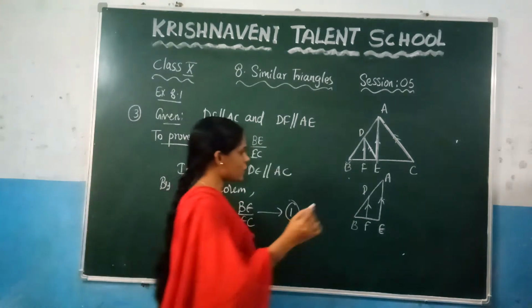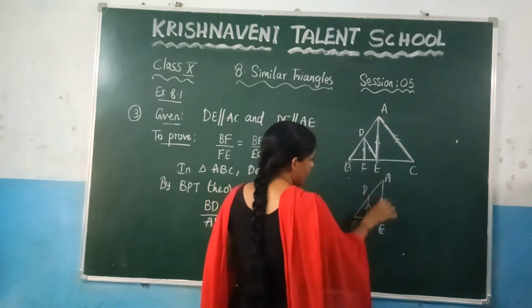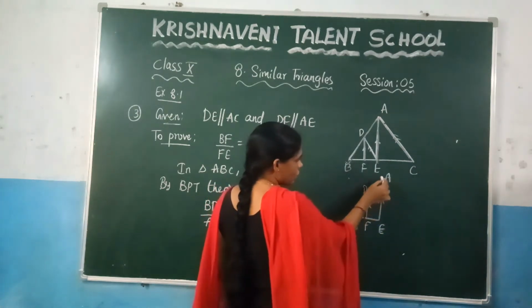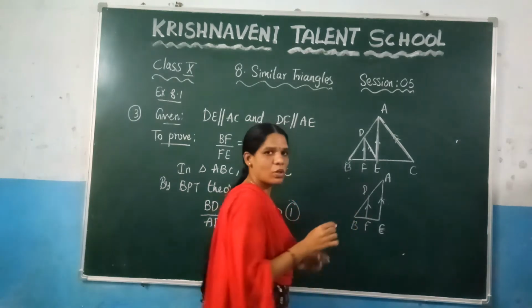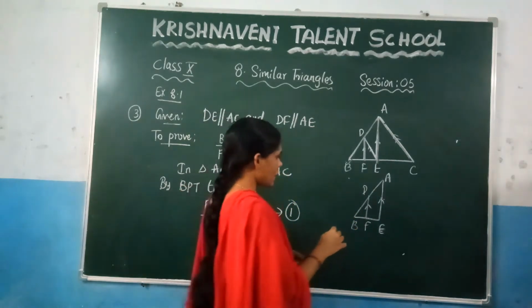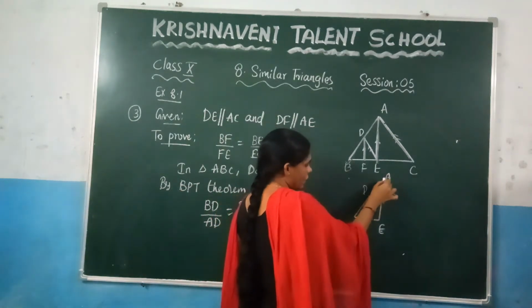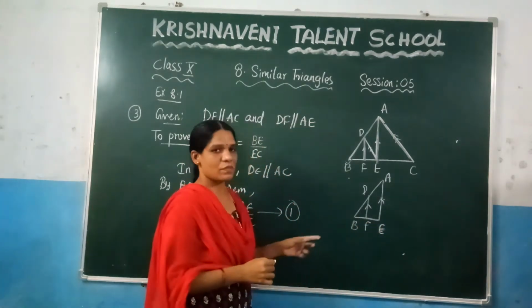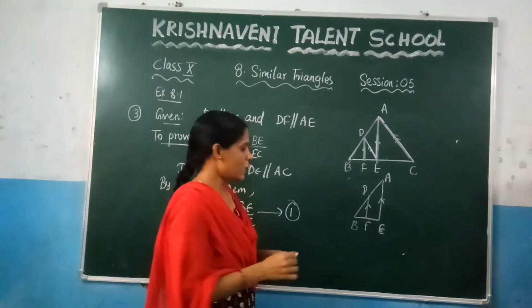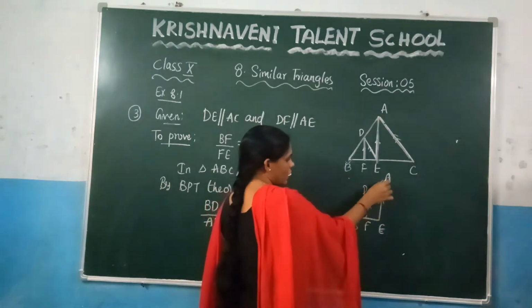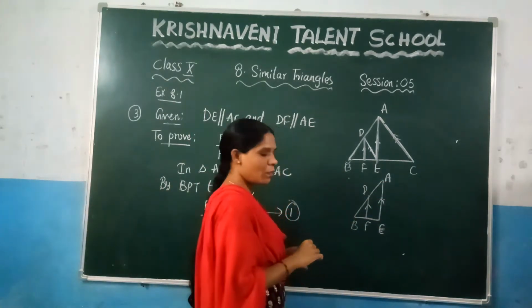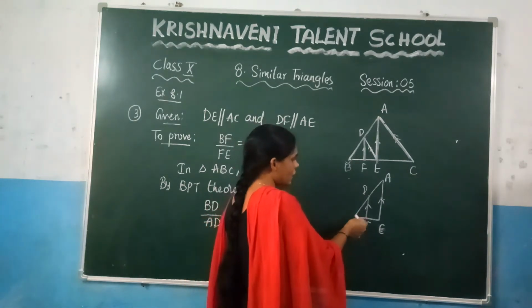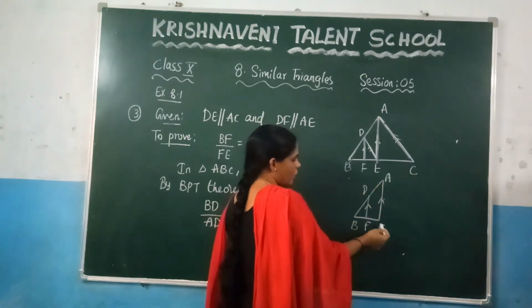What are the other two sides? You know that this side and this side are parallel. So the other two sides are AB and BE. So again by Thales' theorem you can write it here: BD by AD is equal to BF by FE. So what is the next condition we got by choosing this condition? Here they have given DF is parallel to AE. So by the basic proportionality theorem you can write BD by AD is equal to BF by FE.